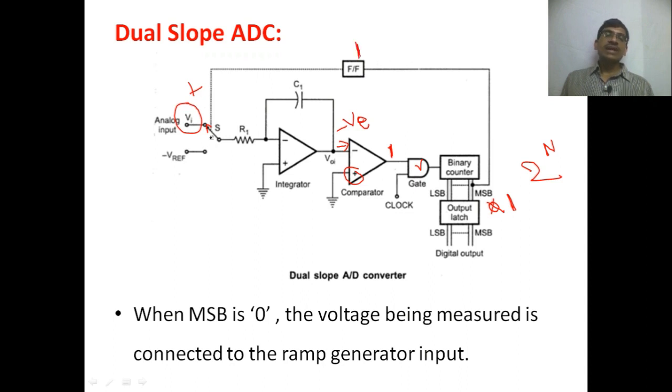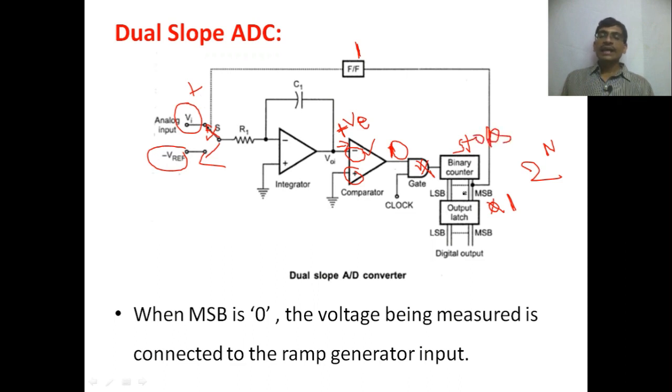This 1 will be propagated to the flip flop and will switch the position of the switch from here to the V reference line. Therefore the V reference voltage will be the input voltage for the integrator. As the negative voltage is applied to the integrator, the output of the integrator is a positive going ramp. This positive voltage applied to the comparator, given to the minus terminal, is greater than 0. Therefore the output of the comparator will be 0. This 0 will disable the AND gate and the counter will stop the count.